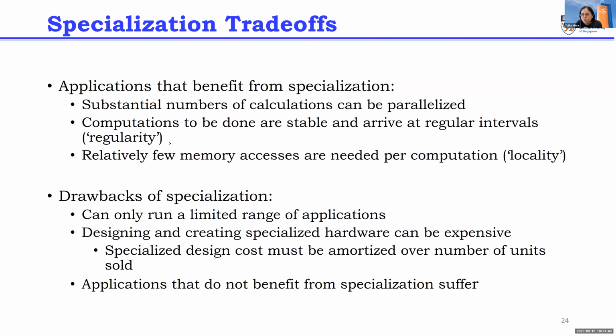You also need relatively few memory accesses per computation. So that means that you need memory locality. Otherwise, you are spending too much time and energy getting the data from the memory to the chip, and so it's not going to be beneficial. The good thing about specialization is that the applications that can benefit from it will do very well. But applications that are not benefiting from this specialization are going to suffer. More importantly, because any specialized IP can only execute a limited range of applications, when you create such a chip, you need many applications to use it in order to overcome the cost that you had in designing this system.